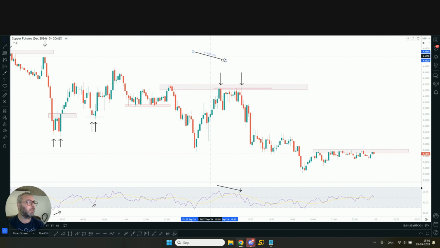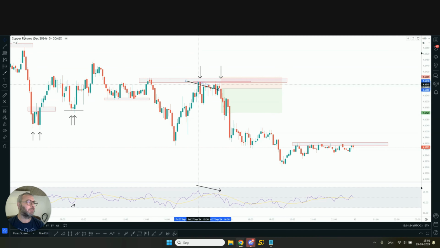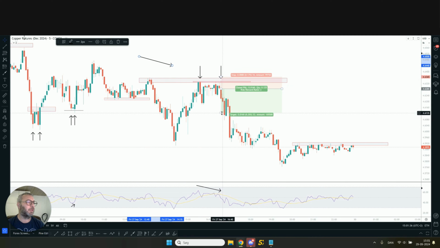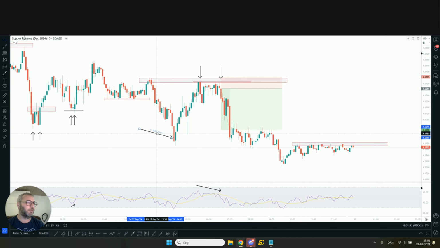So where would I enter? Well, there are two ways to enter. You can take the more aggressive approach, enter right here at the candle close, put your stop loss above the resistance area, and then I would aim for the first support at the bottom down here.